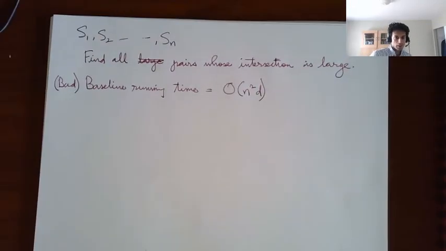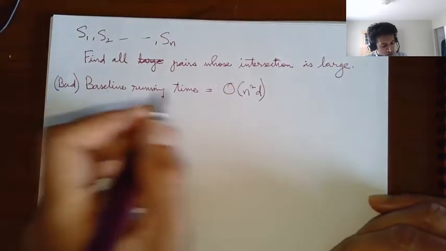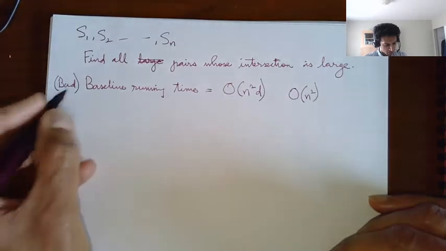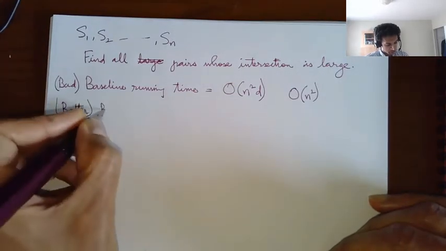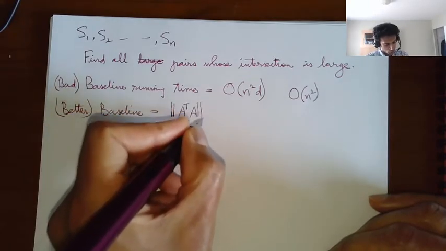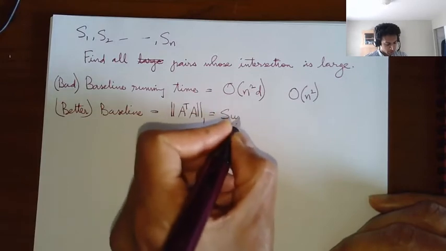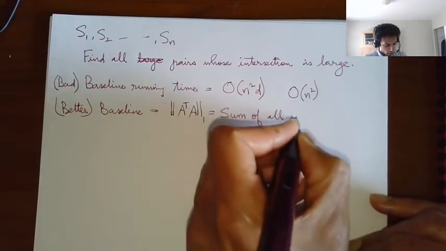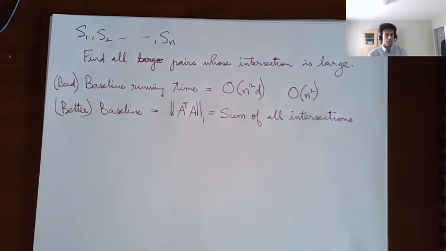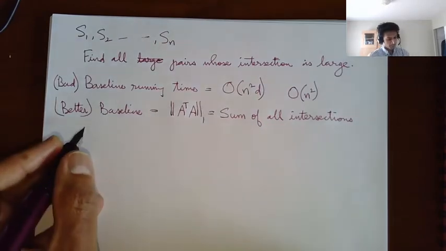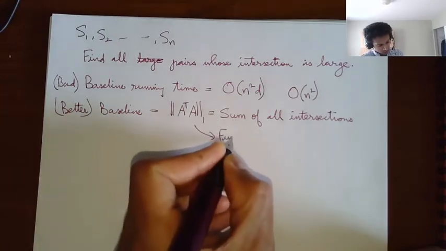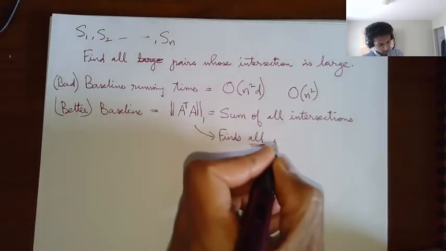Or in the worst case, whatever baseline we come up with, even if you could improve this somewhat, you're looking at O of n squared. Now the better baseline, we said in this case, was this one norm, which if you think of it is really just the sum of all intersections. That's the better baseline. Now this, of course, finds all intersections. So it's doing much more than what you want, not just large intersections.